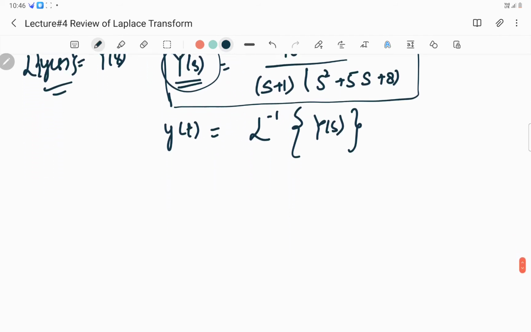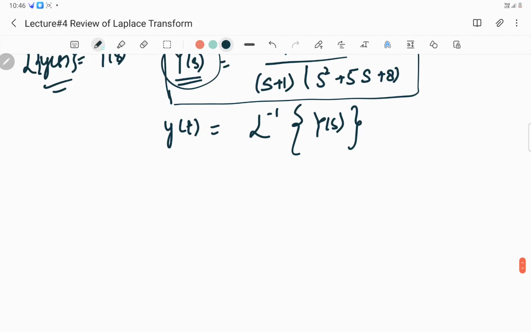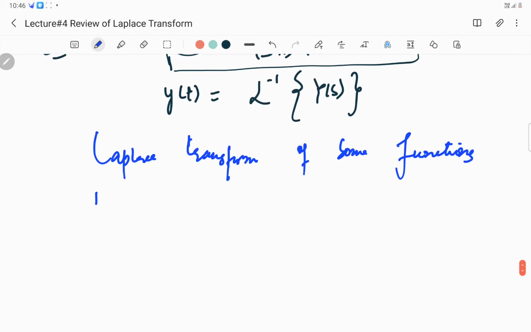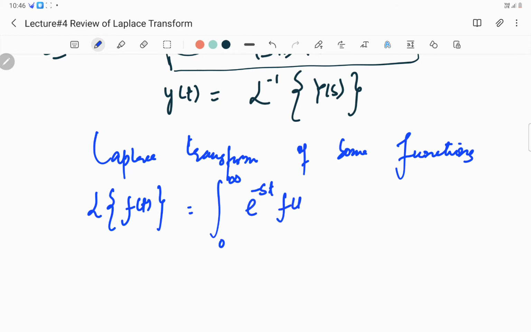Now let us again discuss the Laplace transform of some basic functions. We know by definition the Laplace of any function f(t) is the integral from 0 to infinity of e to the power minus st f(t) dt. And on solving this integral, we'll get a function which is simply a function of s. So this is how we represent it. Now let's take a few examples.